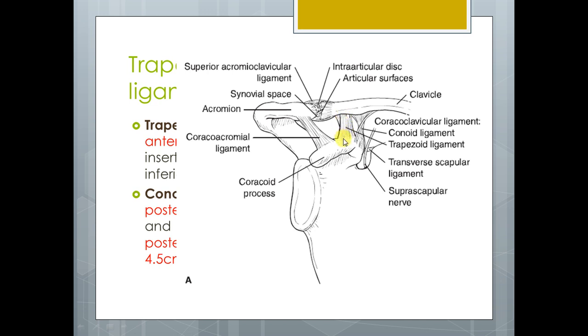The trapezoid component starts anterolaterally here at the coracoid to the inferior surface, the trapezoid line on the undersurface of the clavicle. And regarding the conoid, from the posteromedial surface of the coracoid to the conoid tubercle on the undersurface of the clavicle. The trapezoid inserts about 3 cm away from the AC joint, and the conoid about 4.5 cm away from the AC joint.